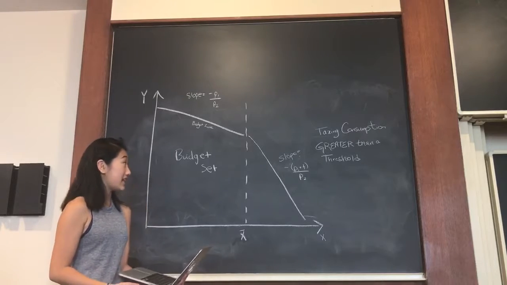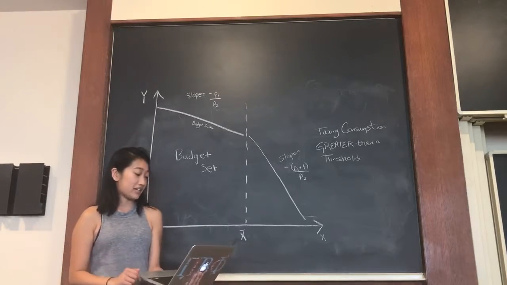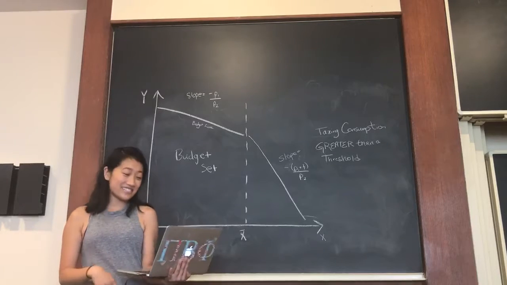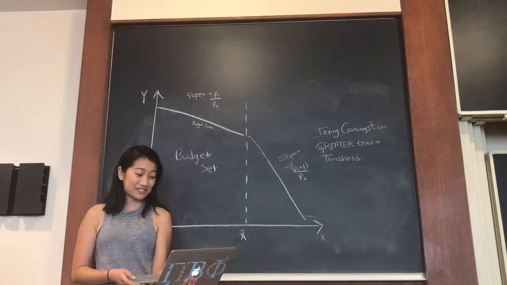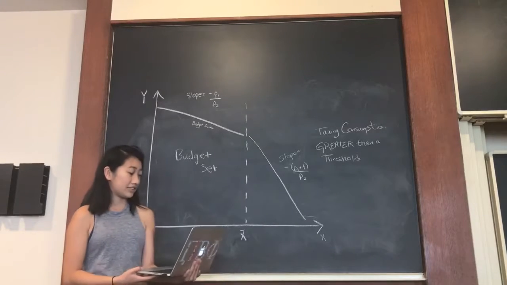So the tax that is applied after a certain threshold is a way that the government can ration goods and influence consumer choices in order to discourage them from consuming beyond a certain amount of the good.